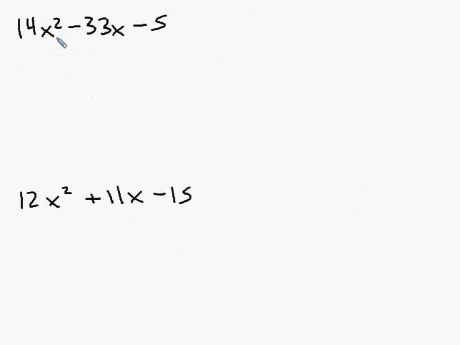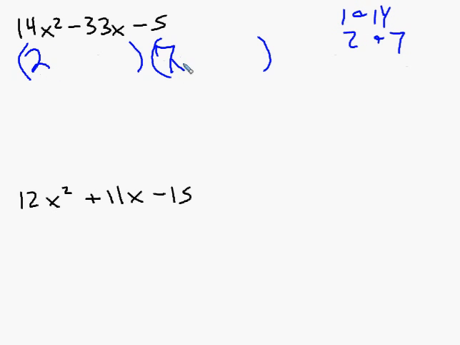Alright, this one. Both of these are going to be the harder case. So we're going to start. We do have a 1 and 14. We could have a 2 and 7. Let's say we have 2x and 7x. I need a 33 here. So my factors of 5 are 1 and 5. Well, if I put the 5 here and the 1 here, this is where the quick check helps.